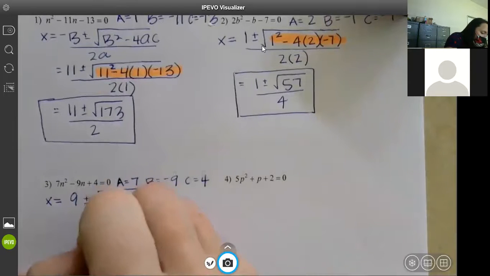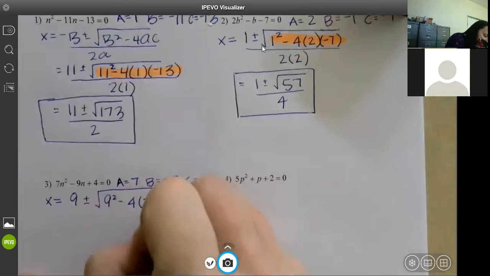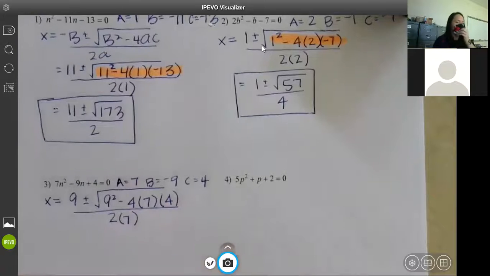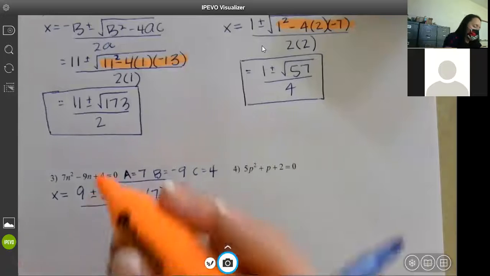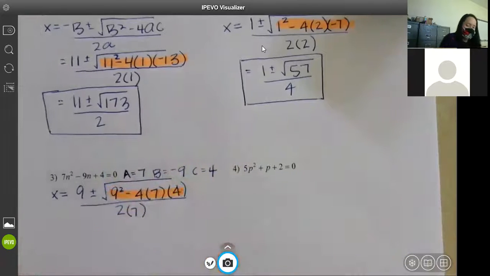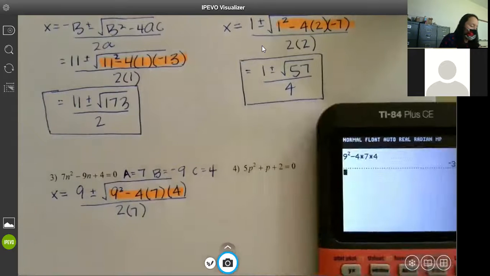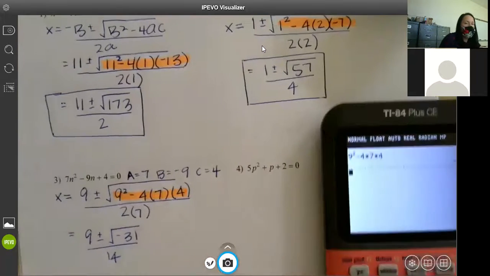B squared, I keep mine positive, so 9 squared, minus 4 times A, which is 7, C is 4, all over 2 times 7. Oh, sorry. Only put what's under the square root. So 9 squared minus 4 times 7 times 4, and we get negative 31. Now we haven't gotten a negative yet, so this one's going to be a little different. Over 2 times 7 is 14.